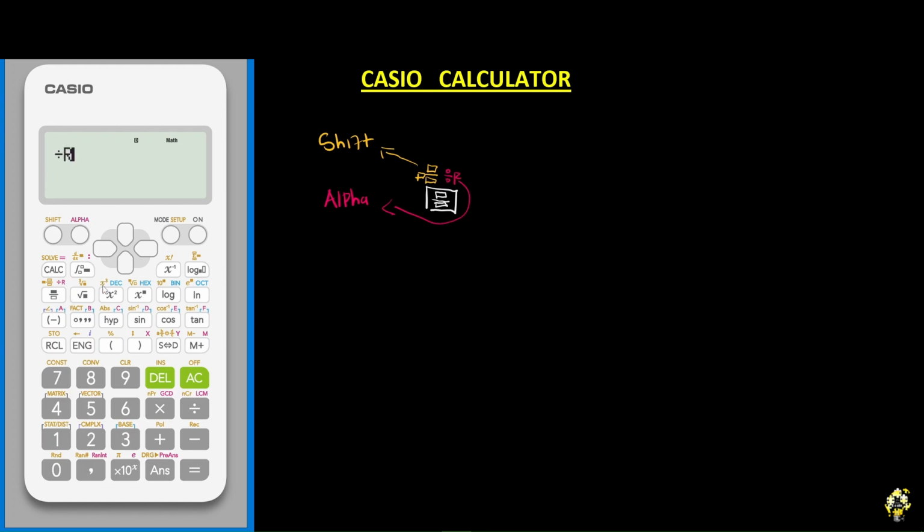See, I get the divide by r. So that's how it works. That's why we have these two functions in each and every button here. If you want to access something that is pink, you have to click an alpha. Something that is gold or yellow, you have to first click a shift.